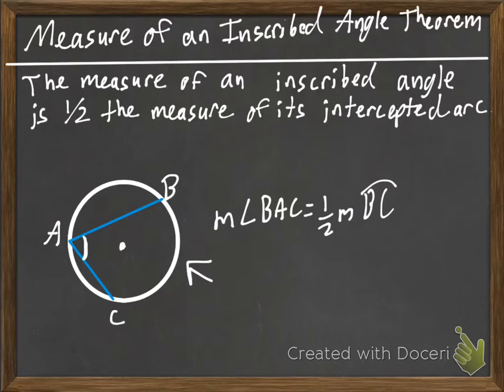But we can go backwards with this as well. If you know the arc, you cut it in half to find the angle. If you know the angle, you can multiply it by 2 to figure out the arc.